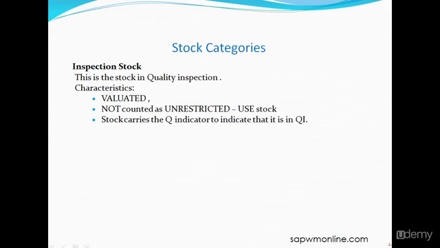Next we have the inspection stock. This is the stock in quality inspection or the Q stock. The characteristics for these are that this stock is valuated. That means it has inventory implications. It is counted in your inventory. This stock is not counted as unrestricted use stock, meaning this stock is not picked for a delivery. This stock carries the Q indicator to indicate that this is in QI, or quality inspection.